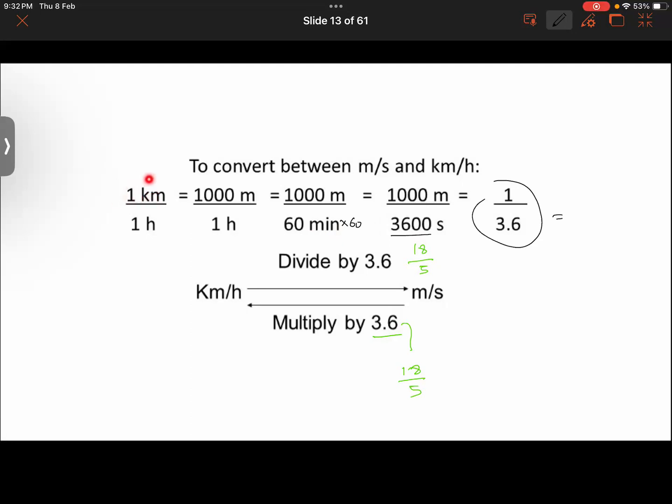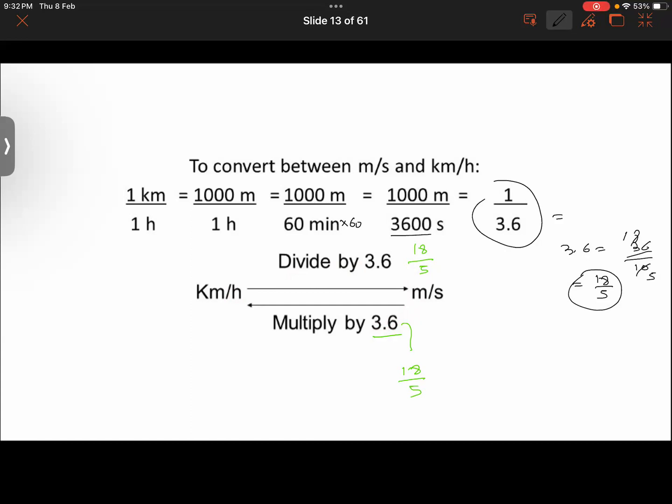Upon solving this, you are getting 1 upon 3.6. So basically, you are required to divide the unit in kilometer per hour by 3.6 in order to get it into meter per second. Also, 3.6 is 36 upon 10, and after solving it, you get 18 upon 5. So that's what I was saying: in order to convert from kilometer per hour to meter per second, we simply divide by 18 upon 5. And the reverse, you simply multiply with 18 upon 5. Is that clear to both of you?